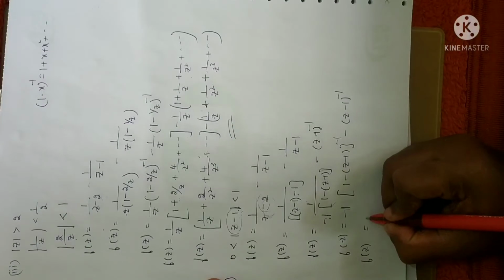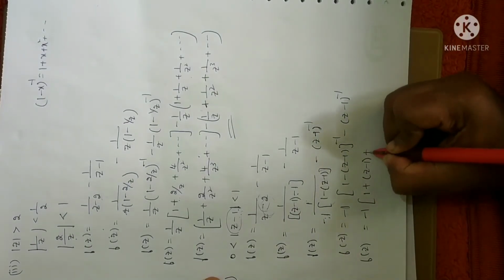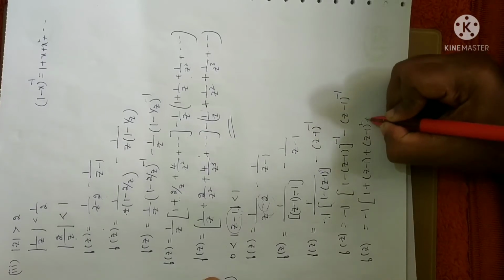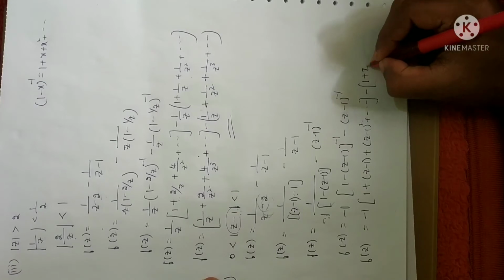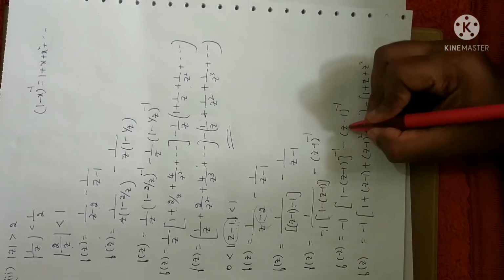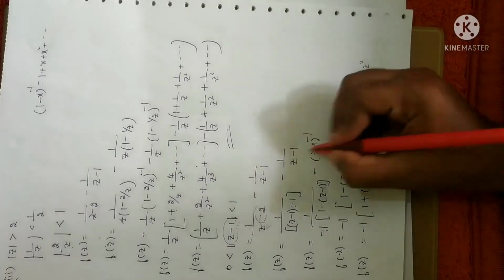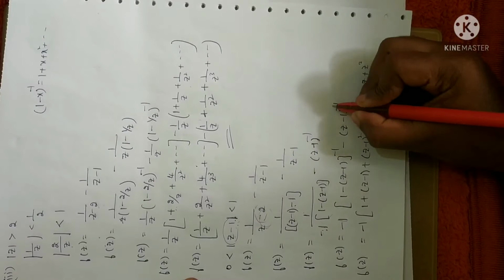Now it can be written as minus 1 into 1 plus x, in the sense z minus 1, plus z minus 1 whole square, plus so on. This is of the form 1 plus z square. Before that, make sure that this point cannot be expanded, right? Why? Because it should be of the form 1 minus z whole power of minus 1, but it is of the form z minus 1 whole square.